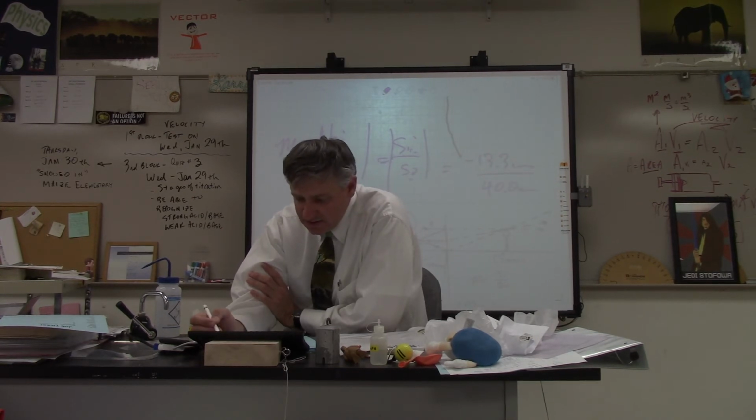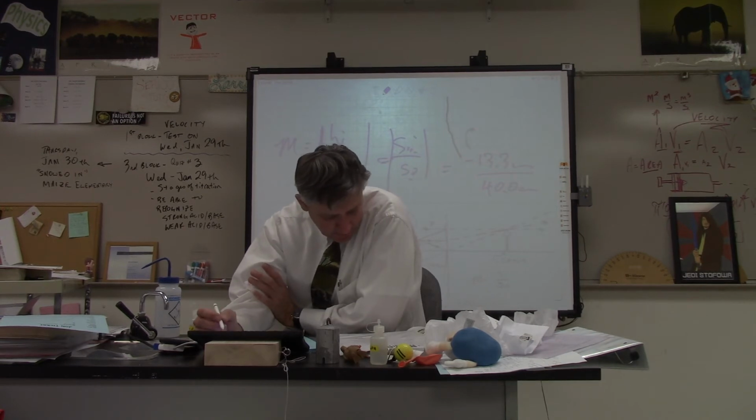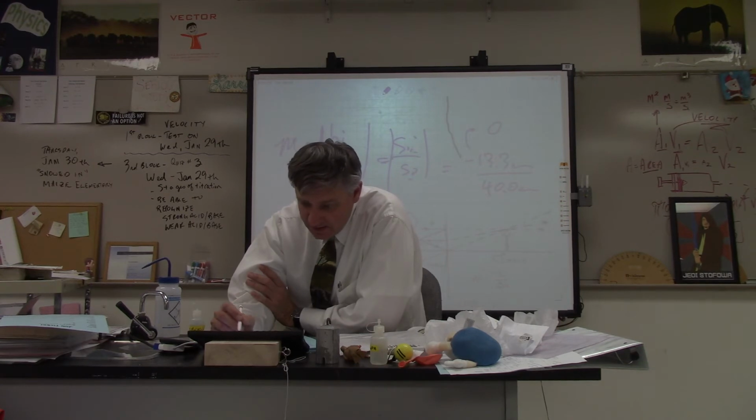So somebody take 13.3 and divide that by 40. 0.33. Okay? The equation on it has a negative, but with this one, my object distance is 40, so this is going to be negative 0.33.